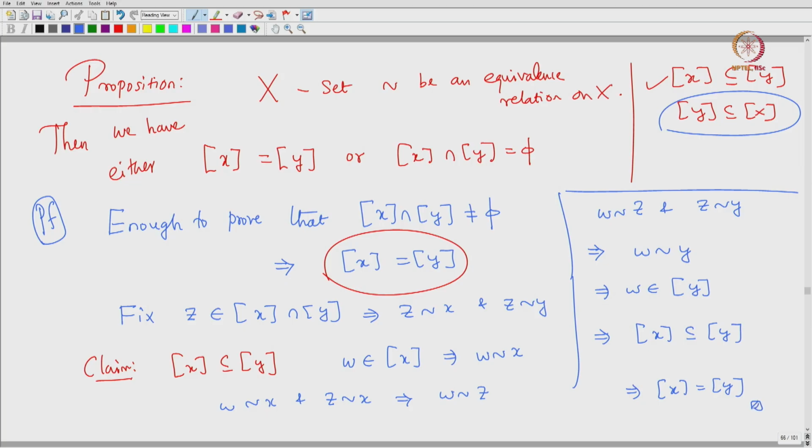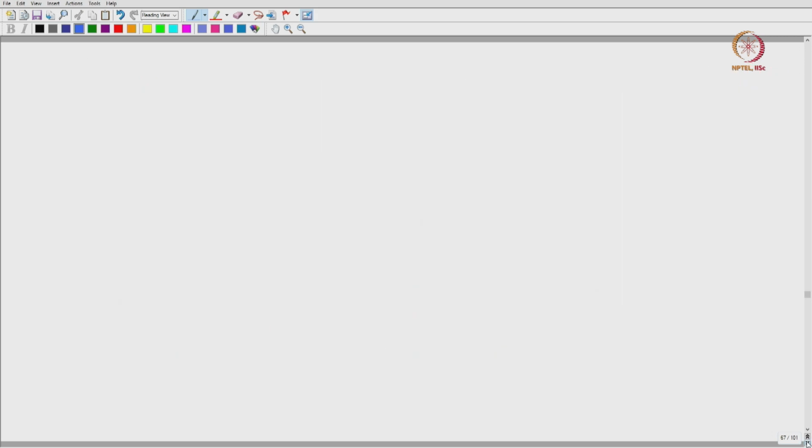Okay, this proves that either these two equivalence classes are equal or they are completely disjoint. So, this means that if we take this collection of equivalence classes, where x comes from X, this is the quotient set. As a set, we do not repeat any elements. So, as a collection, the class x is either equal to class y, or class x intersection class y becomes completely empty. So, we can treat them as distinct elements.